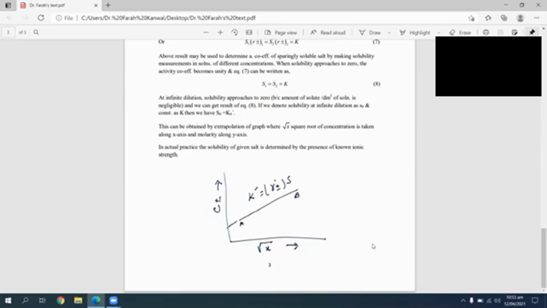This is a very good method to determine the solubility of a given salt, determined by the presence of known ionic strength. From whatever known ionic strength you have, you can find out its solubility, and you can determine its activity coefficient. This is the simplest method of determining the activity coefficient of a substance.